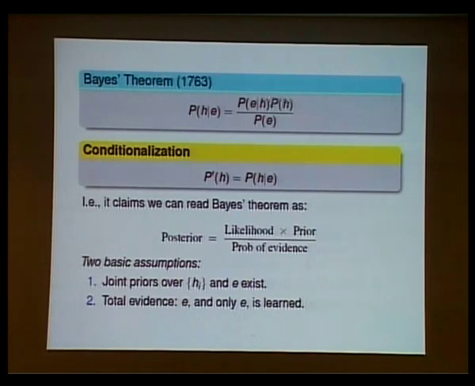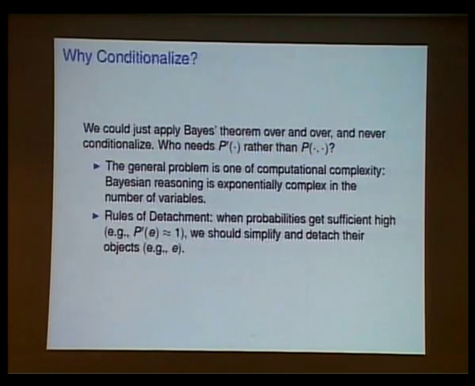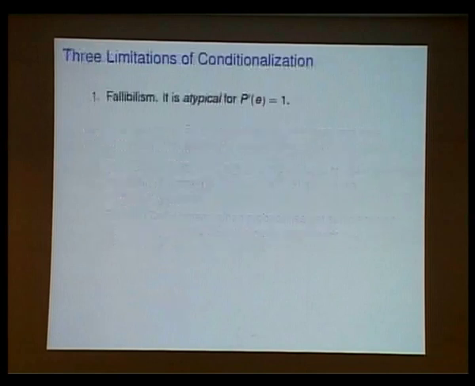Anyway, for conditionalization, there's always been a couple of basic assumptions that have been explicitly discussed. First of all, you have to have joint priors over your hypothesis space and your evidence. And secondly, you have to have total evidence: E and only E is learned. Strictly speaking, total evidence is probably impossible to satisfy, so it's all idealization. Okay, so why conditionalize? I already went over that. But there are limits to conditionalization.